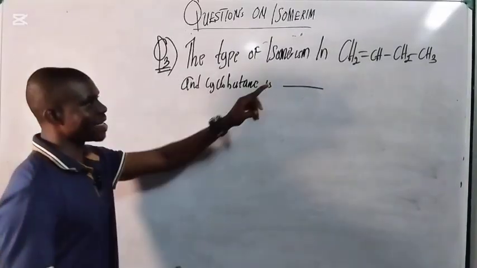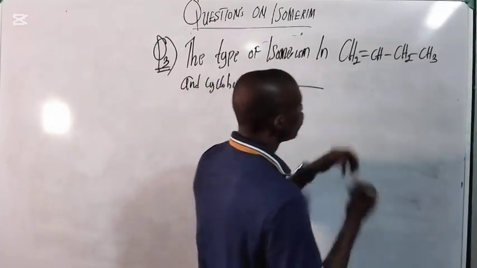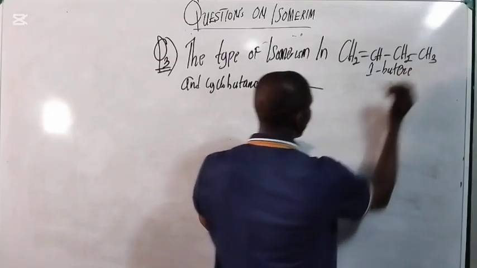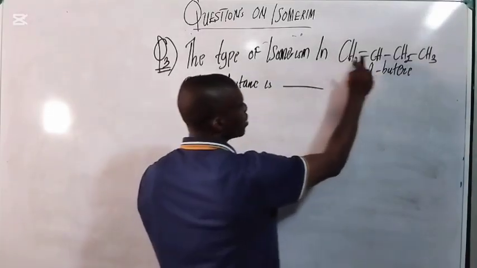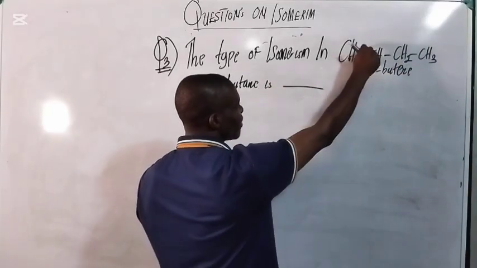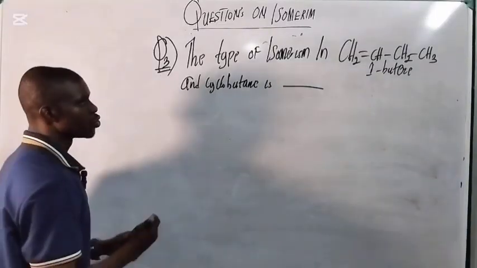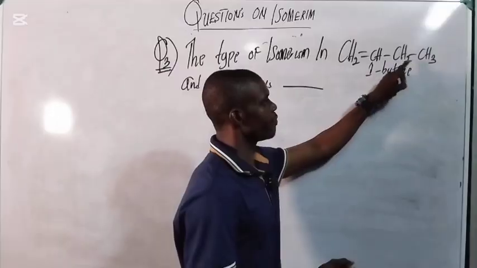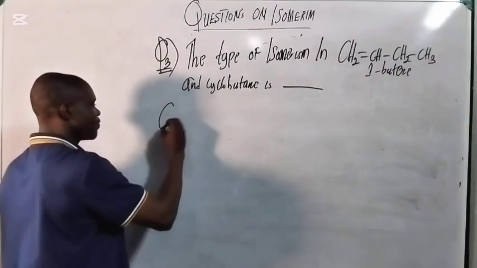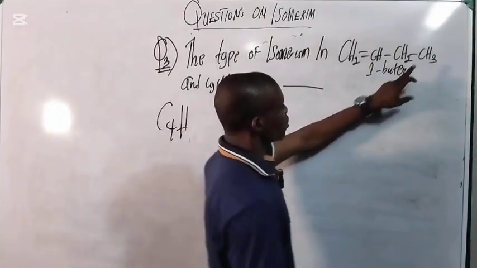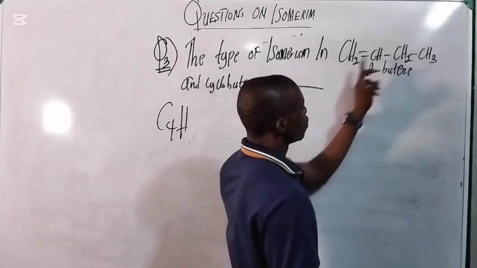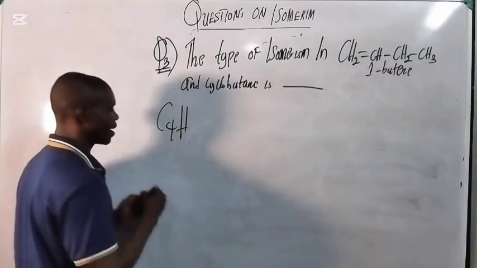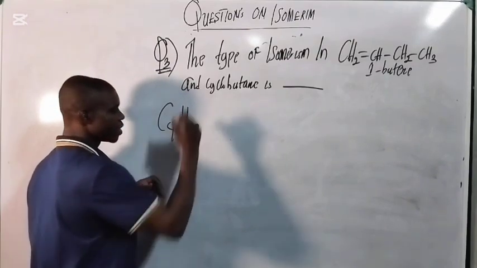Let's confirm. This compound is called 1-butene. Why is it 1-butene? 1, 2, 3, 4, and it has a double bond at the first position. How many carbon atoms do you have here? 1, 2, 3, 4. So you have C4H, and the number of hydrogen is 2 plus 1 plus 2 plus 3, making 8. So you have C4H8.